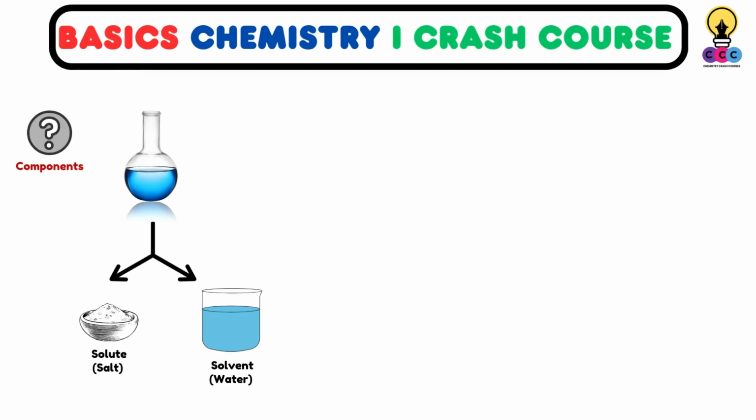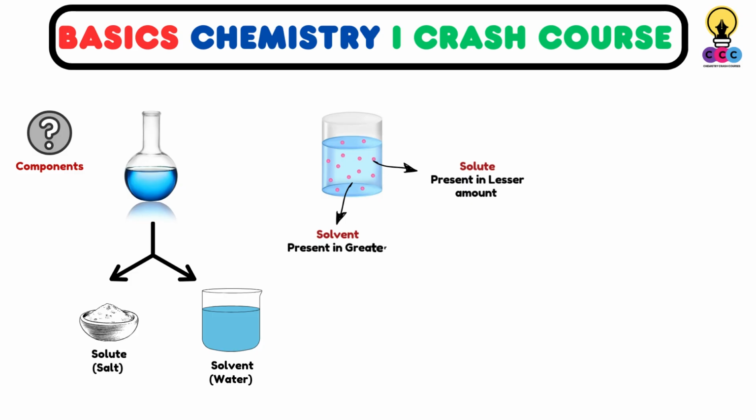Now another confusion is how to distinguish between solute and solvent. It is so simple. The substance that is dissolved in the solvent is the solute. It is usually taken in lesser amount, while the substance that dissolves the solute in itself is called the solvent. It is usually taken in larger amount. There might be more than one solute, but the solvent remains single.